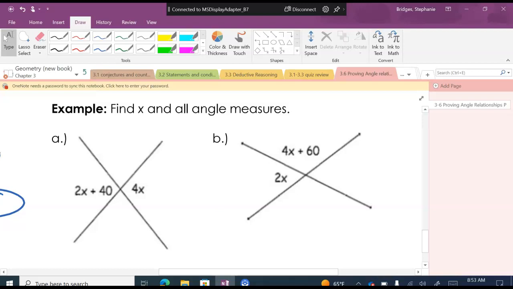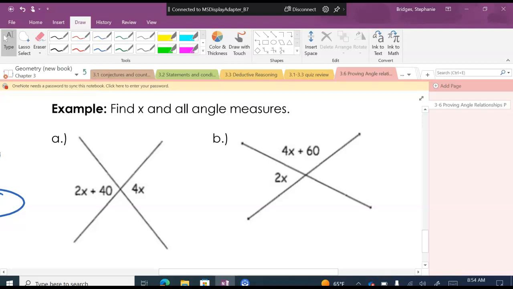It says for the last 2 examples to find x, and then it also says to find each angle measure. That means once you find x, you're going to have to plug it in. So look at the one for A. I want to see if you guys can figure it out. Look at the 2 angles that they gave you. They gave you 2x plus 40, and they gave you 4x.